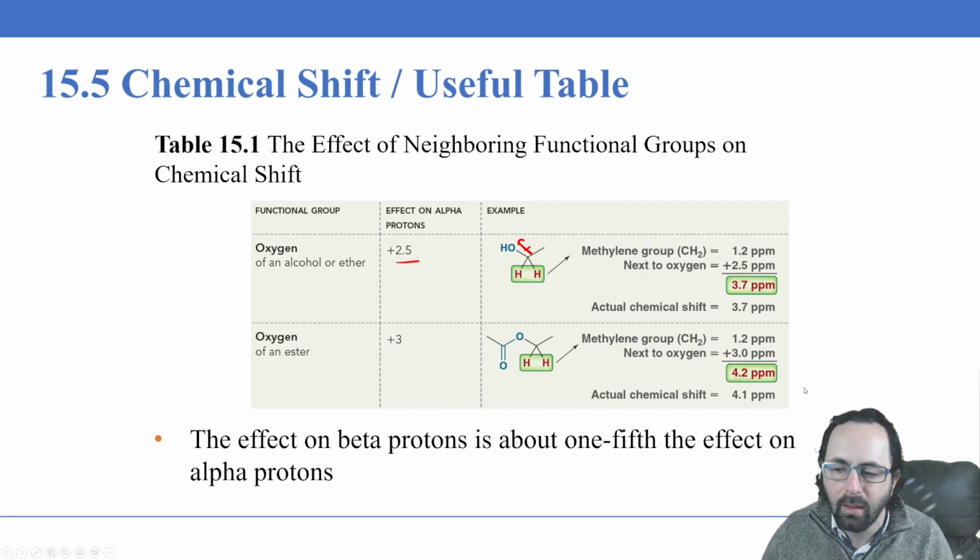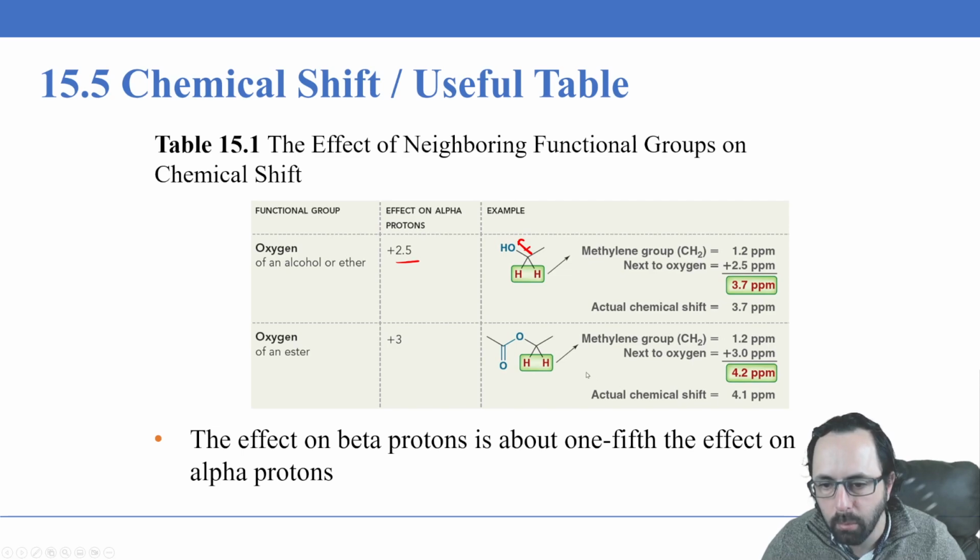And you can see that this gives us a pretty accurate estimate of the actual chemical shift of these protons. The actual chemical shift is 3.7 here, identical to what we would predict. And here it is slightly less, 4.1 instead of 4.2. And so this gives us a good way of estimating what the chemical shift would be in various environments for different protons on a molecule.